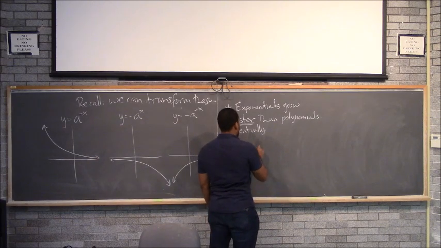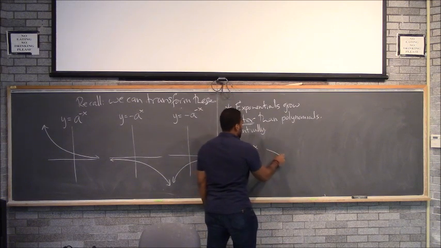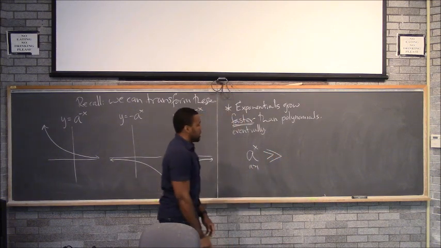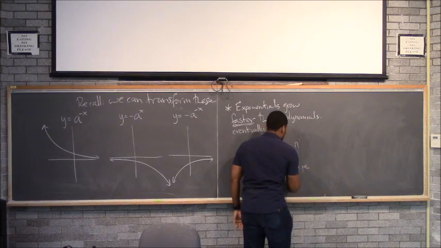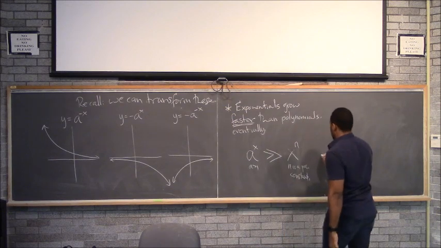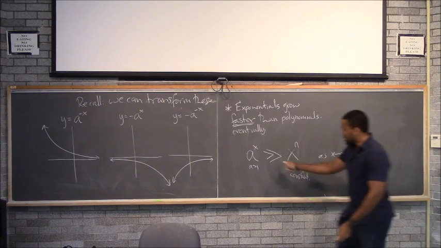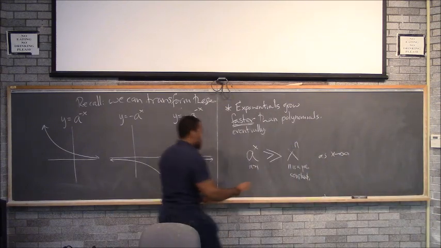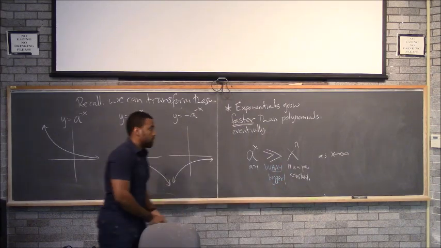That is to say, if we're looking at a to the x, where a is greater than 1, this is going to be much bigger than something that looks like x to the n, where n is a positive constant, as x gets large. Okay. So this is just a symbol that means way bigger.